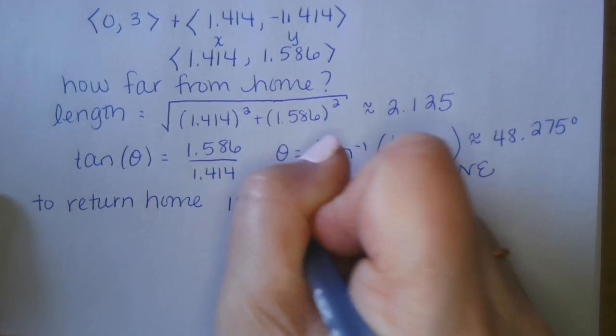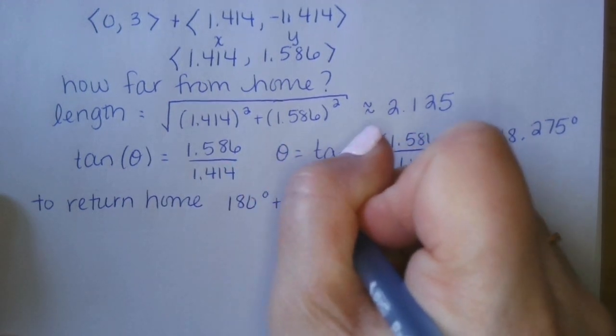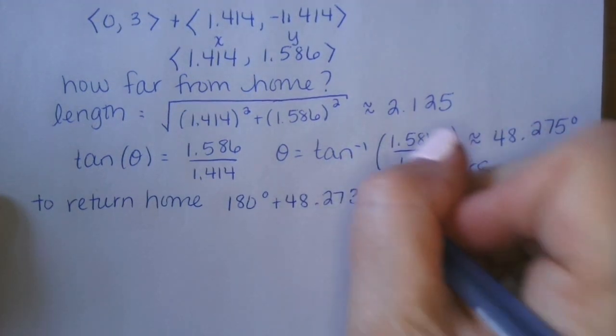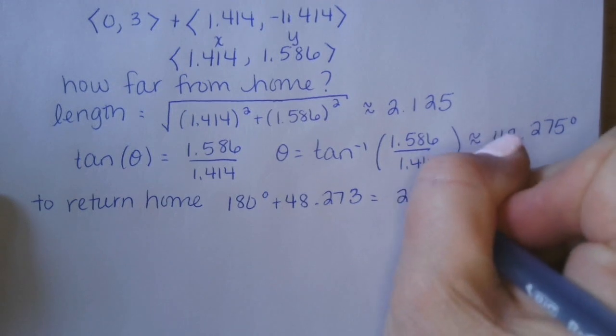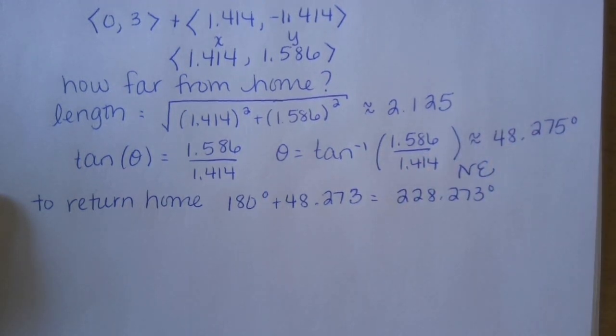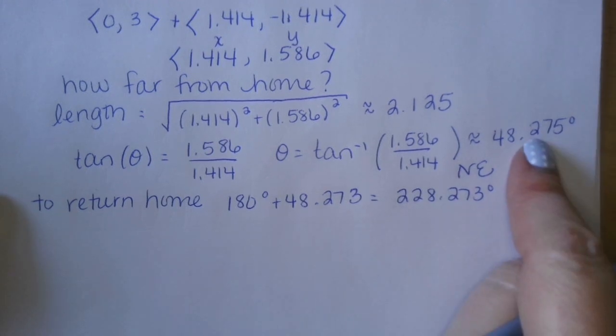We need to take 180 degrees and go back the opposite direction that we are headed, because that would be towards home. So 228.273 degrees is the direction we need in order to return home, because we were facing northeast.